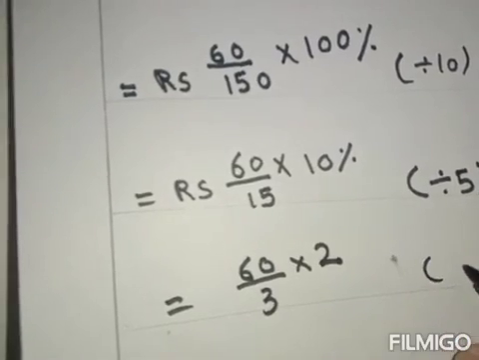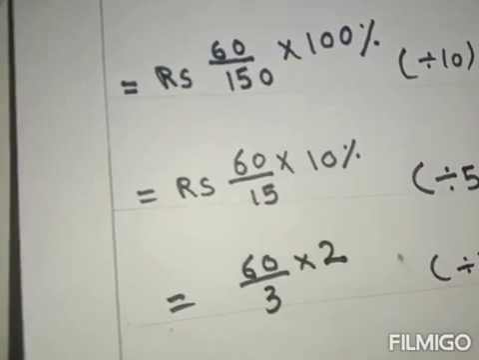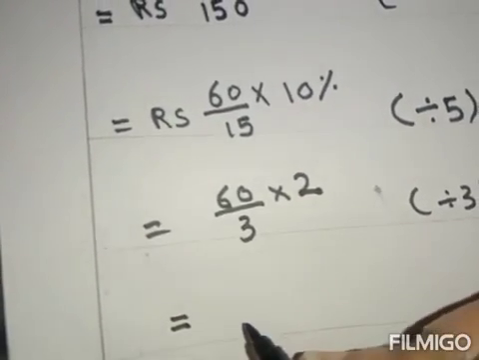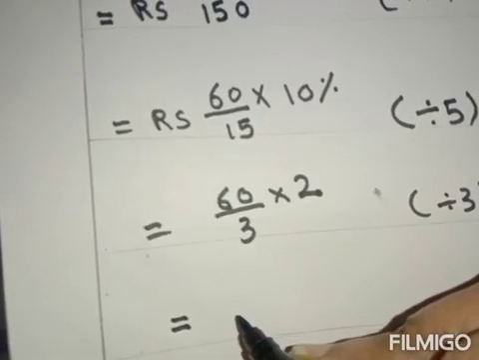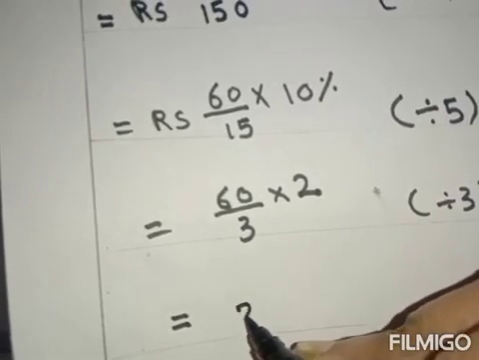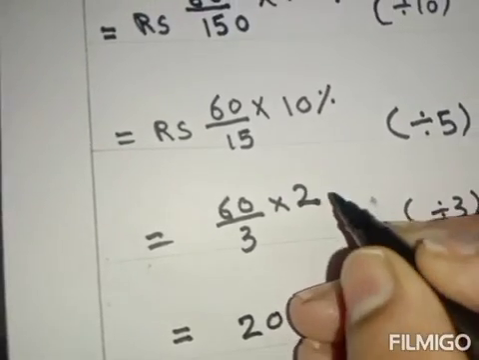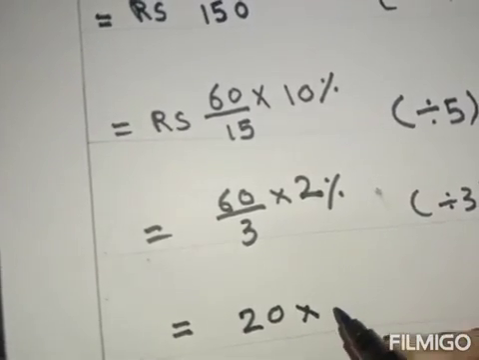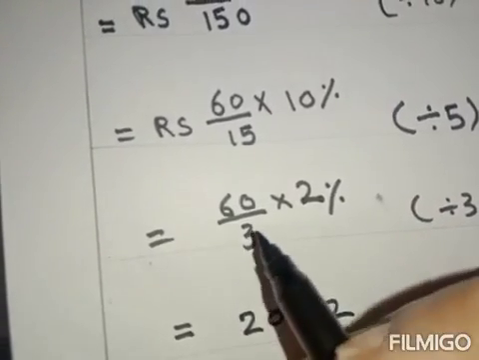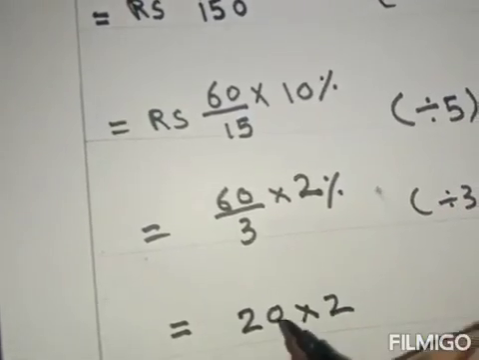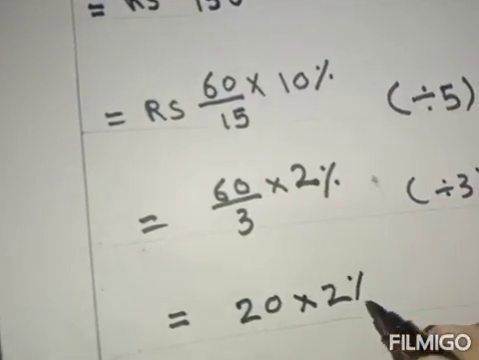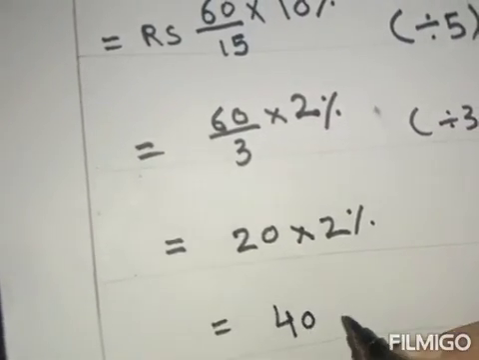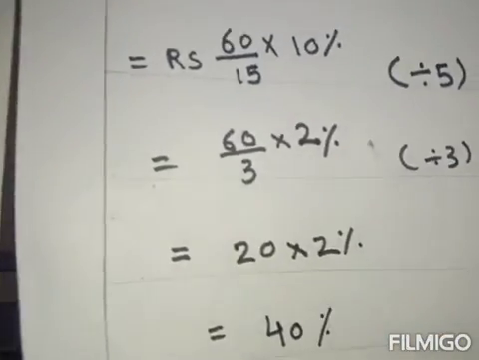Now dividing it by 3. Now we will do the cutting of 60. 3 ones are 3, 3 20s are 60, so 20. Don't forget to write the percentage sign, right? Multiplied by 2. Look students, 3 ones are 3, 3 20s are 60, so 20 into 2%. So 40% will be your answer.